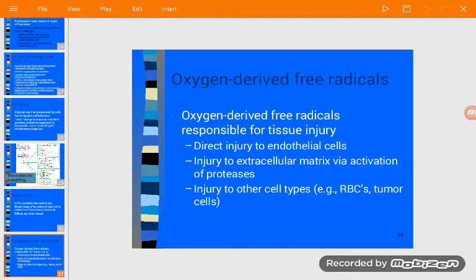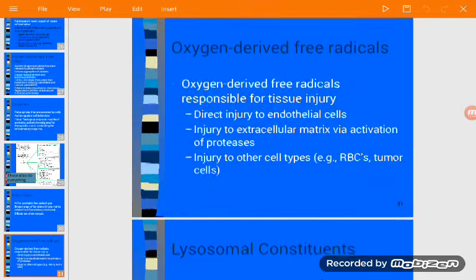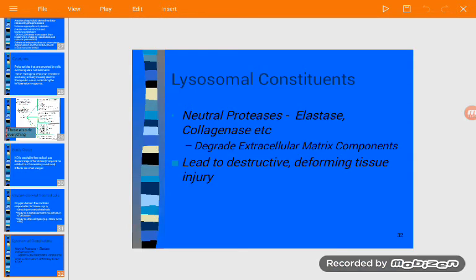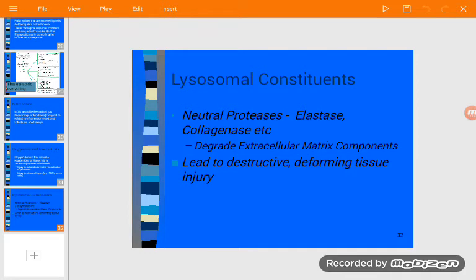There are also some mediators like oxygen-derived free radicals, which are secreted from activated leukocytes. Oxygen-derived free radicals are responsible for tissue damage which occurs in inflammation: direct injury to endothelial cells by these free radicals, injury to extracellular matrix via protease, or injury to other cell types like red cells or tumor cells. The last of the inflammatory mediators is lysosomal content. During inflammation, the white cells release lysosomal content, like neutral protease, elastase, and collagenase, which degrade the extracellular matrix components, leading to destruction and deformation of tissues and more tissue injury during the inflammation.